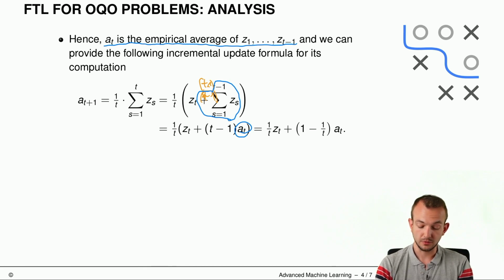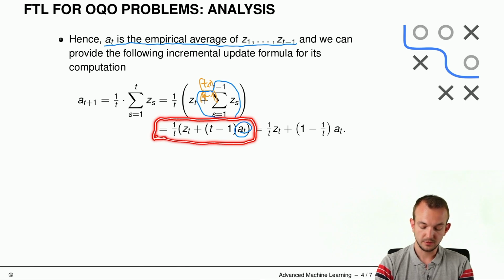So we can also write it in a more convenient way, like this. So 1 over t times zt plus t minus 1 and then AT, which is the empirical average of the environmental data points seen till time step t.